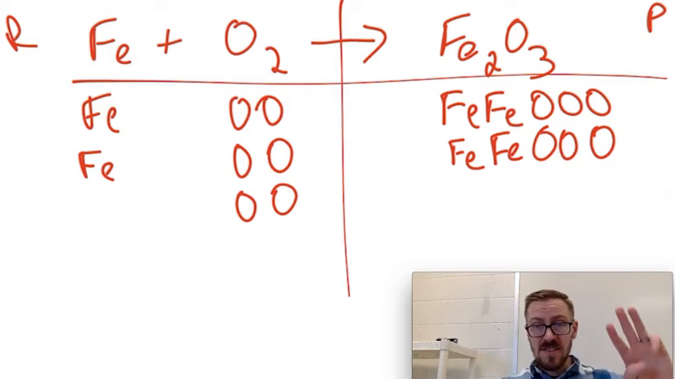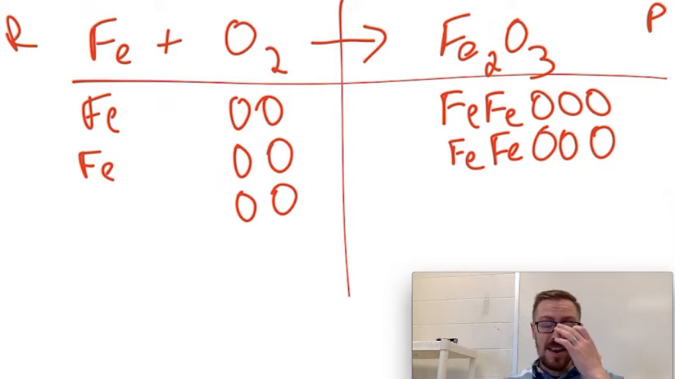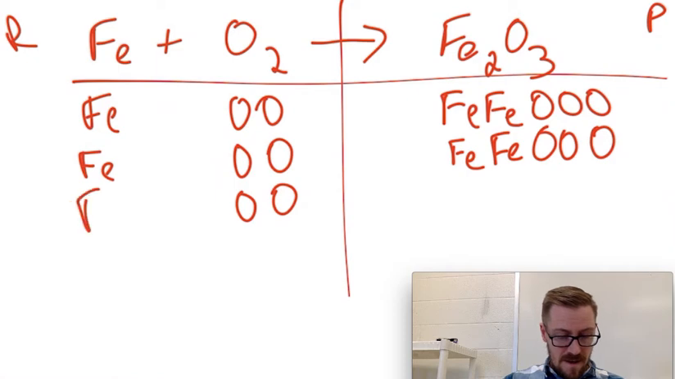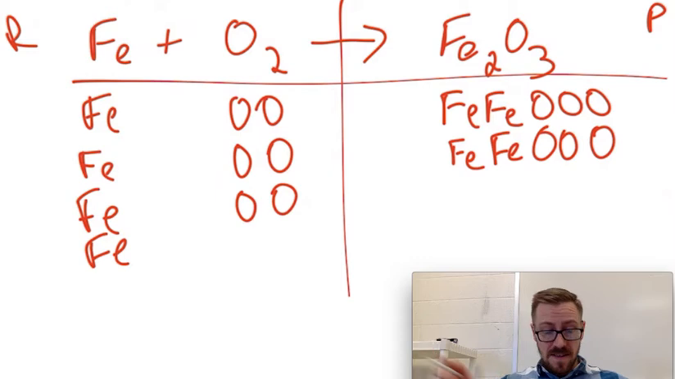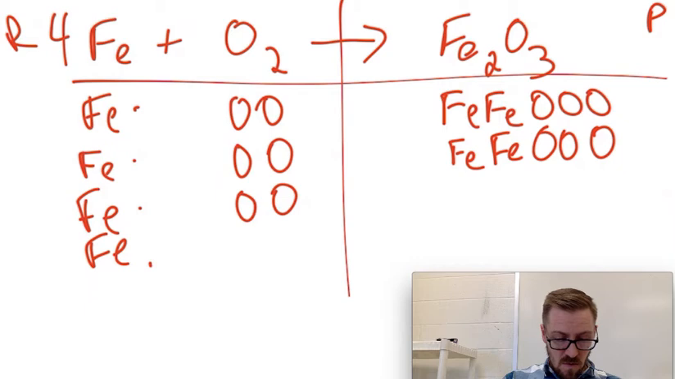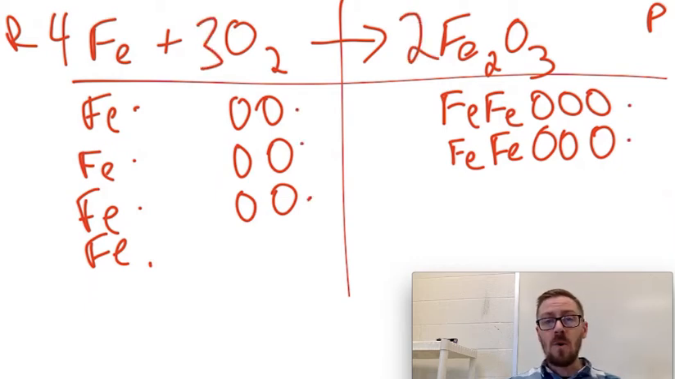So we have 3 O2s on our reactants side, and our oxygens are balanced, 6 to 6. The irons are not, so we need to add more iron on the reactants side, Fe, Fe, and now we've got 4 to 4. So now we're balanced. 1, 2, 4, 3, 2 is your answer to this one. Now it's balanced. Let's try another one.